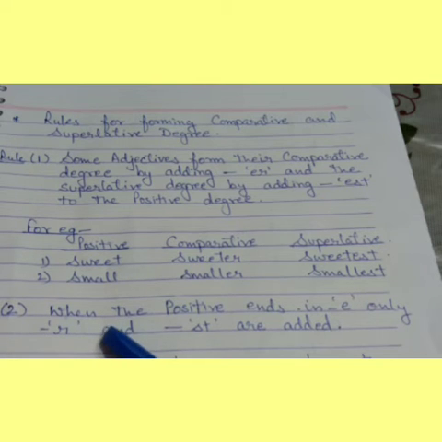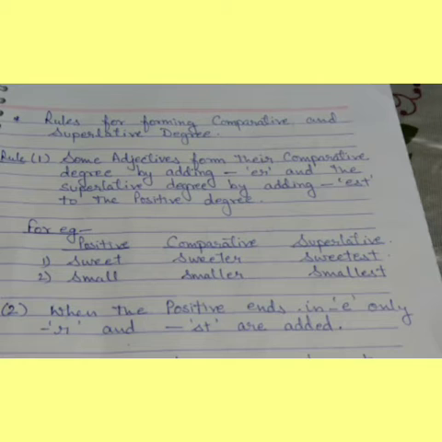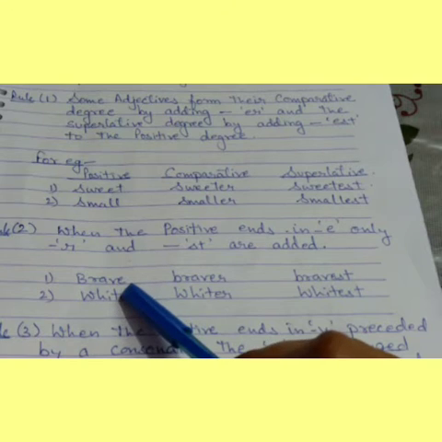Rule number two is: when the positive ends in e, only r and st are added. See here, like brave, it's ending in e.